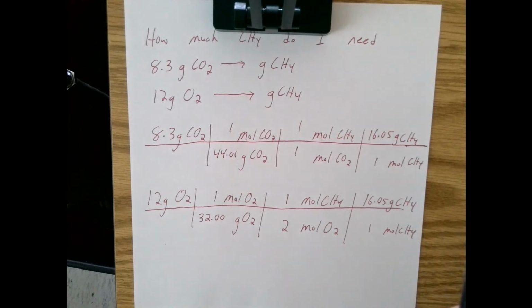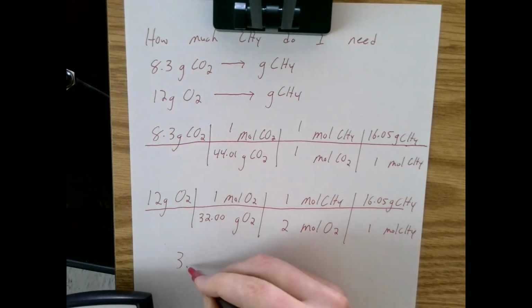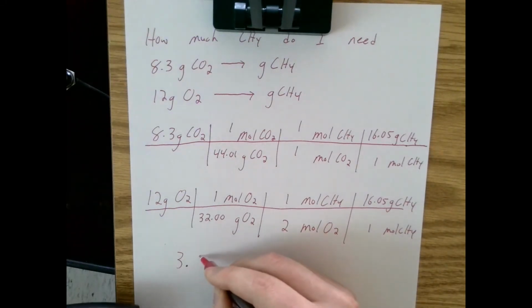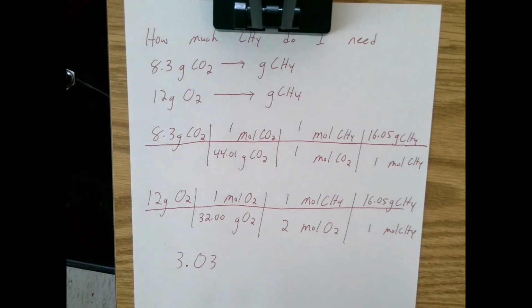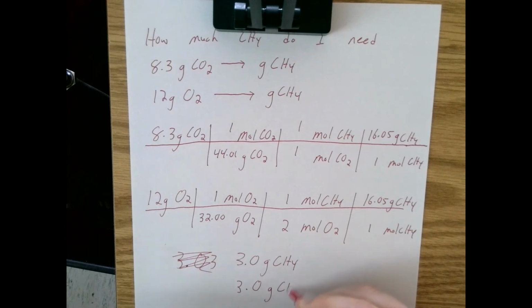Let's do 8.3 times 16.05 divided by 44.01. I get 3.03, but I really just need 2 significant digits from the problem, so I can just say 3.0 grams CH4. And I can plug in and check the second equation: 12 times 16.05 divided by 32, divided by 2, and you get the same answer. You get 3.0 grams of CH4.